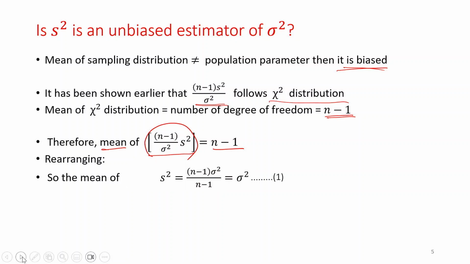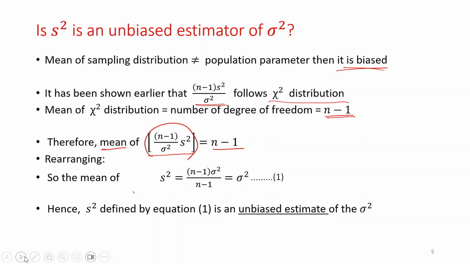So there will be occasions when, to find out population variance, we have to use the sample variance. If the question comes to mind why we are using it, then the answer is here. Hence we write s², the sample variance defined by equation 1, is an unbiased estimate of population variance, which is σ².